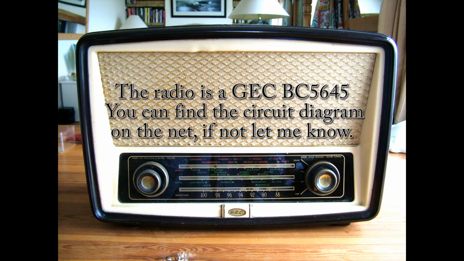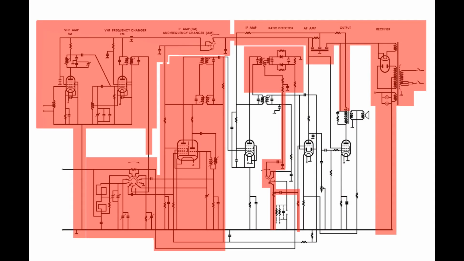The radio circuit that I'm talking about is for the GEC BC5645. You should be able to find it on the internet, but if you can't find a copy of the circuit, let me know and I'll email one to you. These are the items that I've talked about so far.